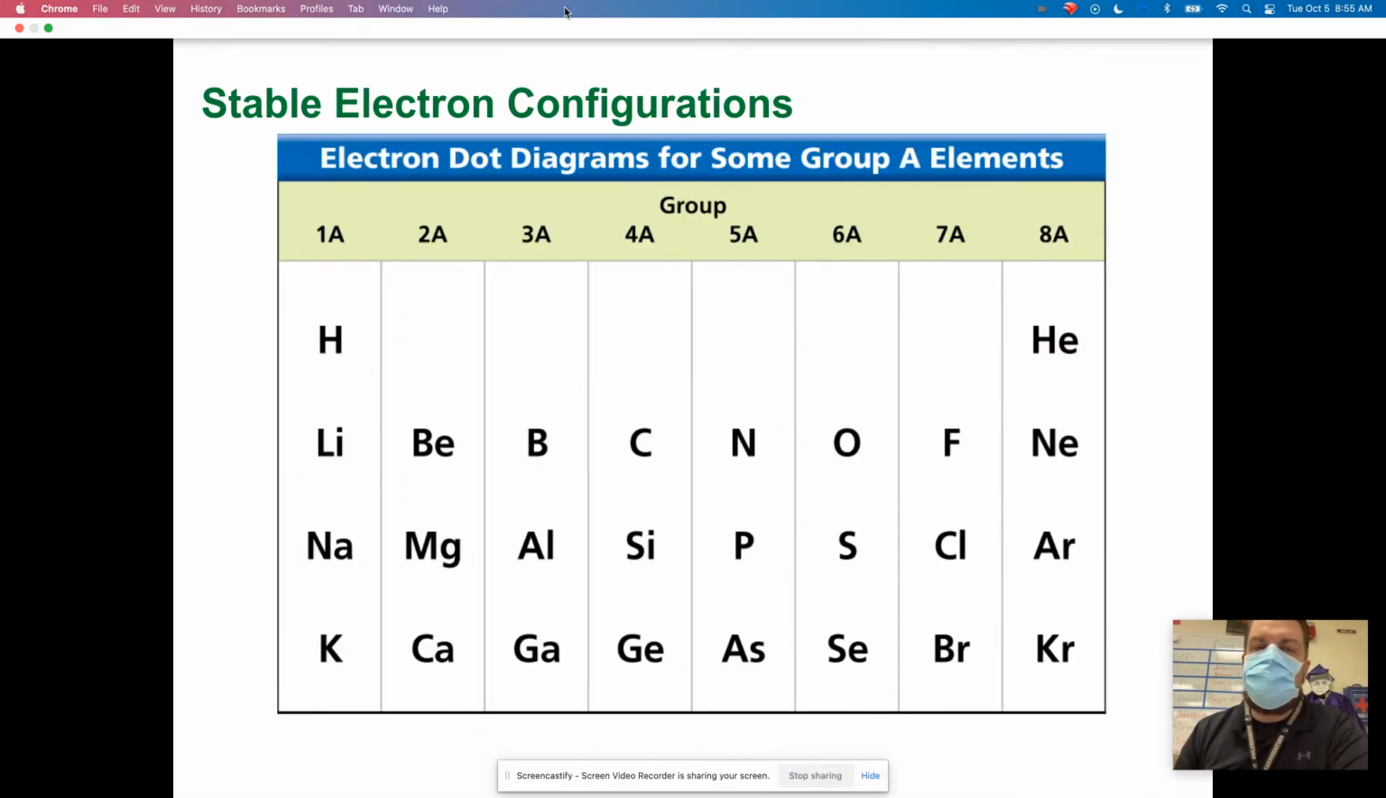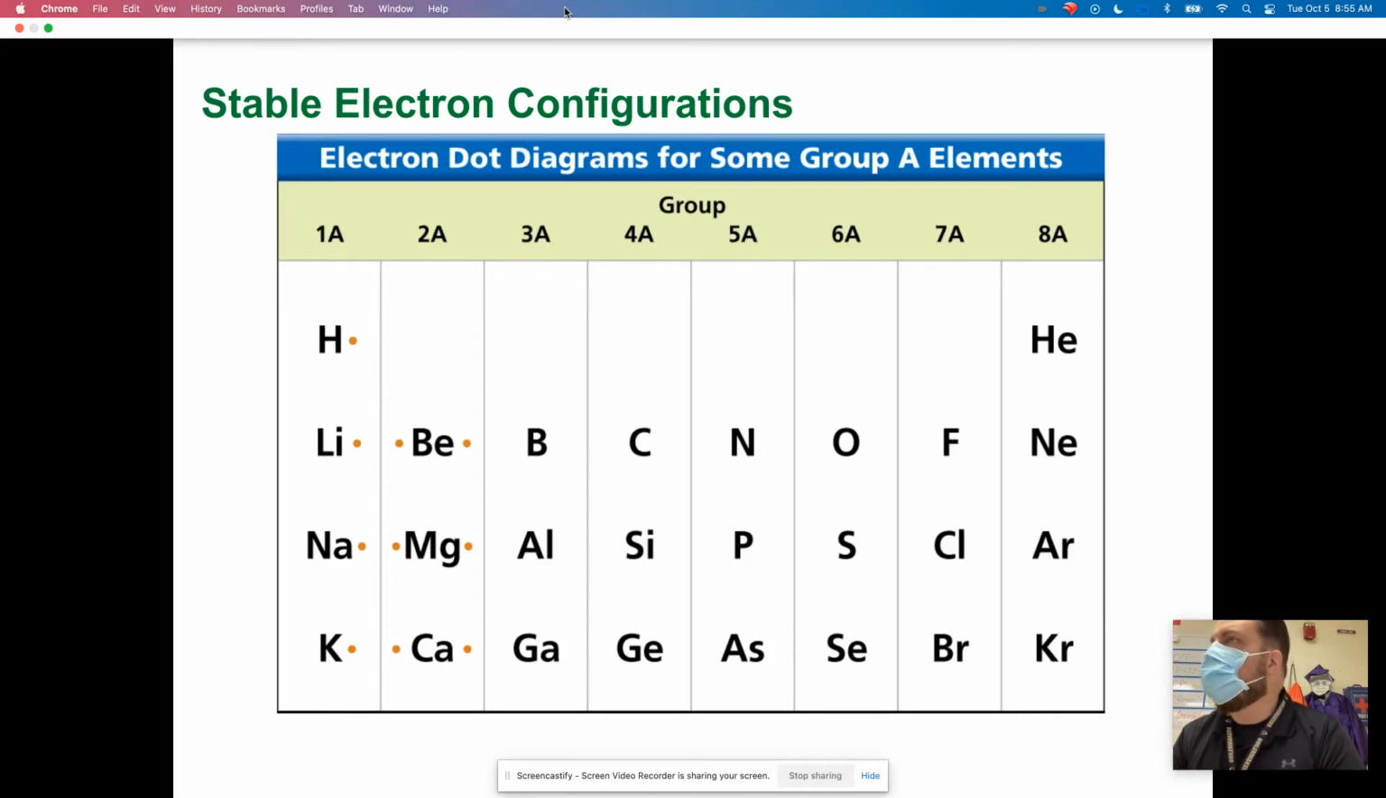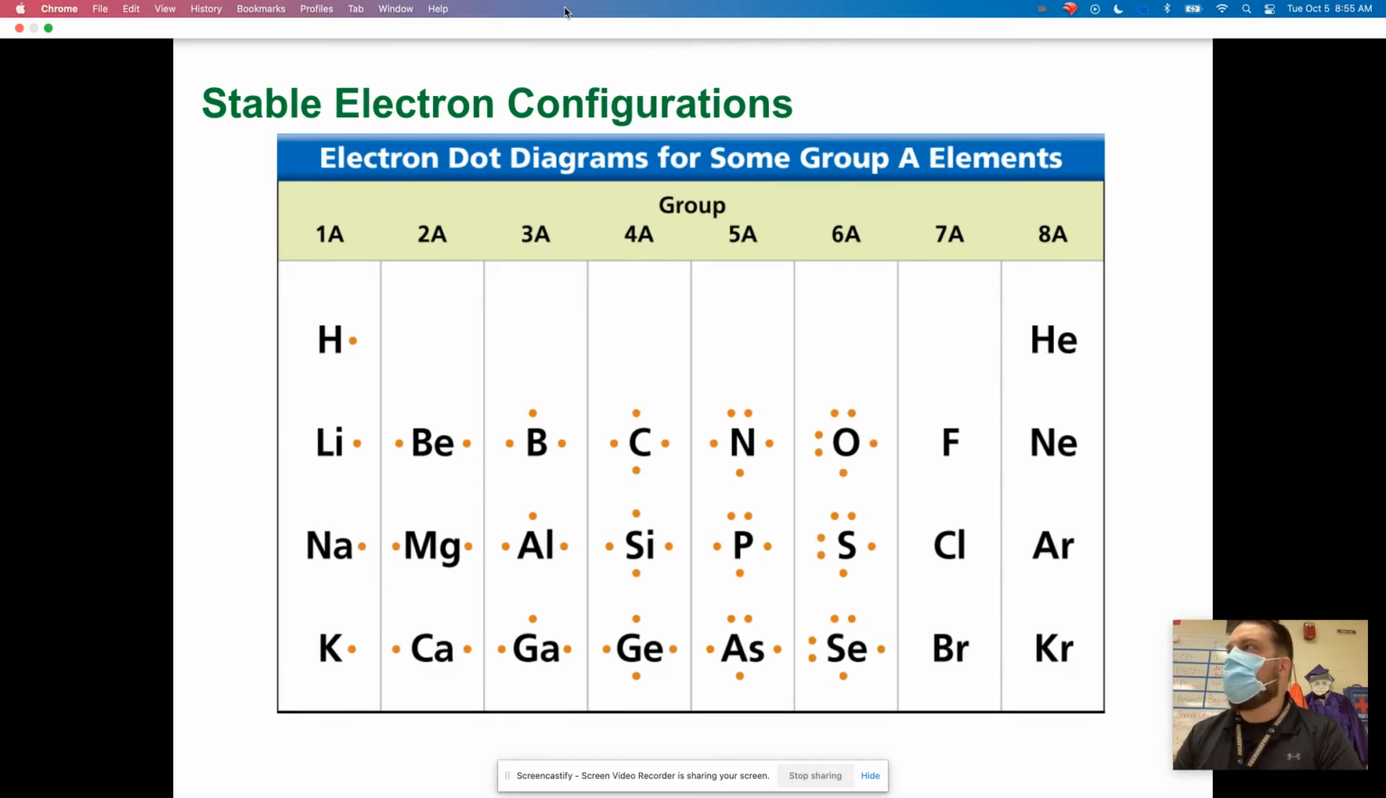So here's the grouping. In group 1, they have one valence electron, so we would say H and then a dot. Group 2 has 2 valence electrons. If you don't remember what a valence electron is, it's how many electrons there are in the highest energy level for that particular element. Group 3 has 3 valence electrons. Group 4 has 4 valence electrons. Group 5 has 5 valence electrons. Group 6 has 6 valence electrons. Group 7 has 7 valence electrons.